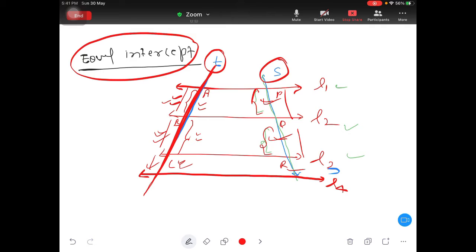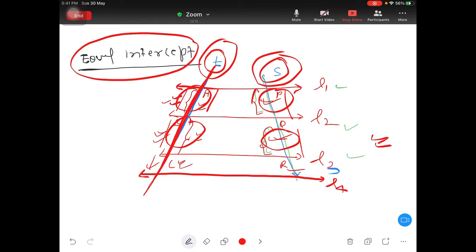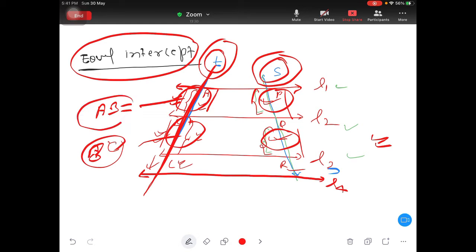Now in this given diagram, L1, L2, L3 are parallel, and they are making AB equal to BC for this T transversal, and PQ and QR are also equal for the S transversal. If you are sure that your AB is equal to BC, then definitely your PQ will be equal to QR. That is the idea. Clear?